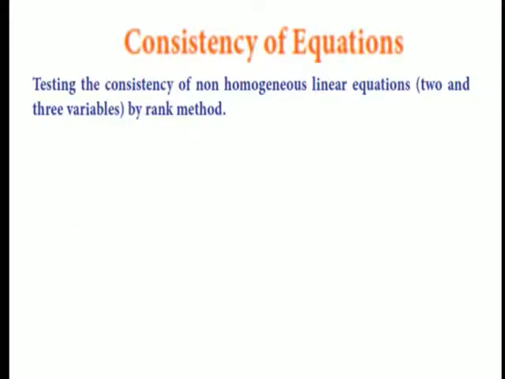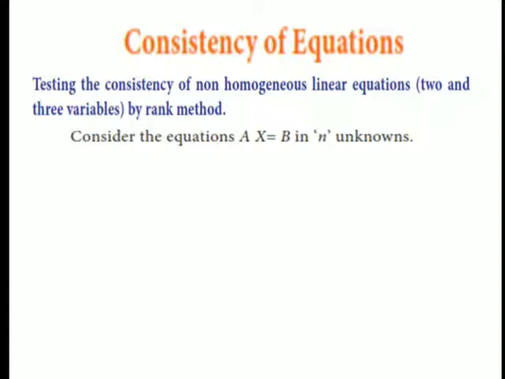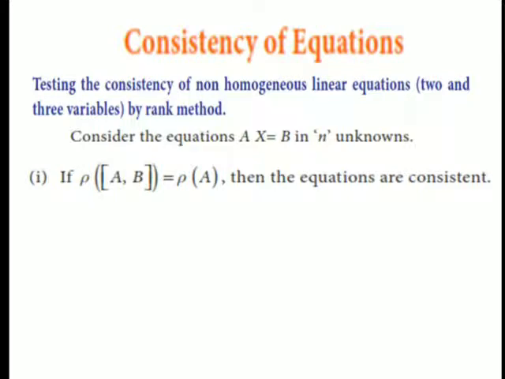Next we are going to see how to test the consistency of non-homogeneous linear equations in two and three variables by the rank method. Consider the equation AX = B in n unknowns. First condition, if rank of [A, B] equals rank of A, then the equations are consistent.